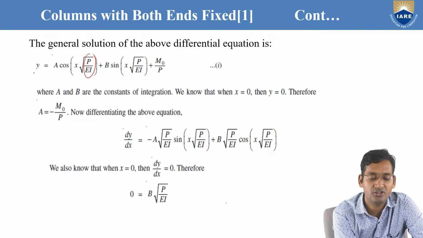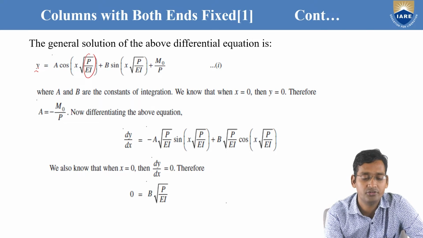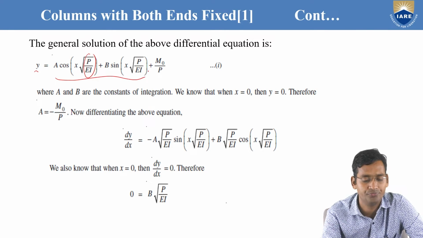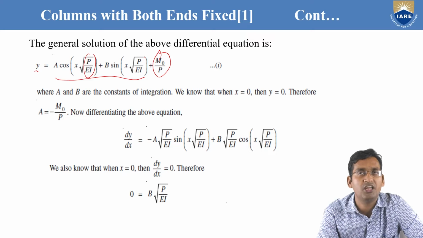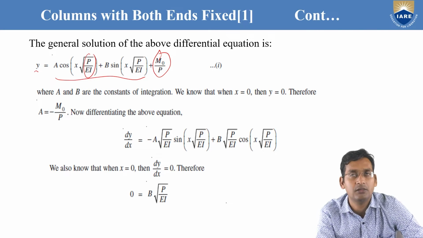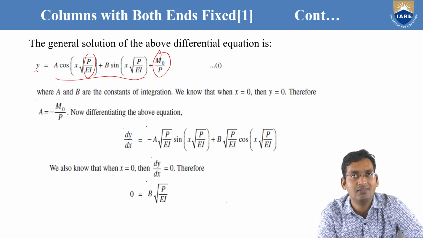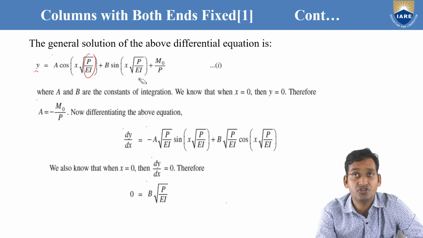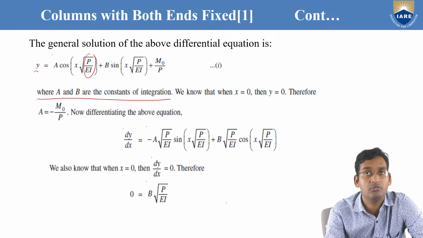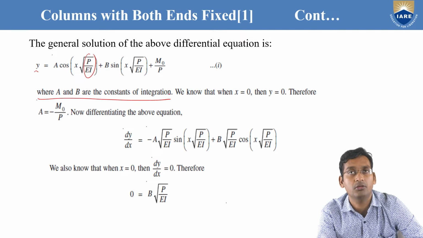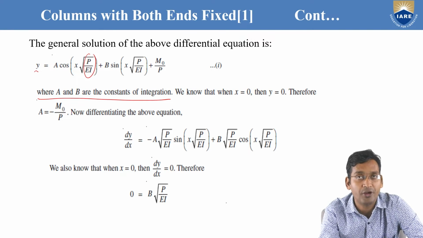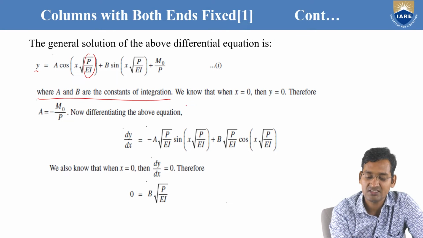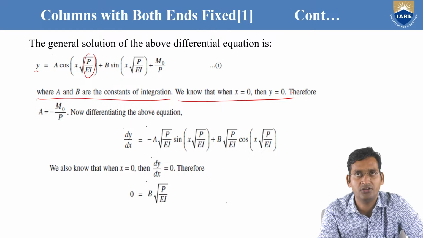So now the general solution will be y equals A cos x root P by EI plus B sin x root P by EI plus M naught by P. The first terms will be the same for all; you only have to take care of the right side, in which you remove P by EI and write the remaining thing. Again, A and B are the constants of integration. You have to mention this, because without mentioning it you cannot use it. Then you find A and B and finally substitute. Next, the boundary or end conditions.